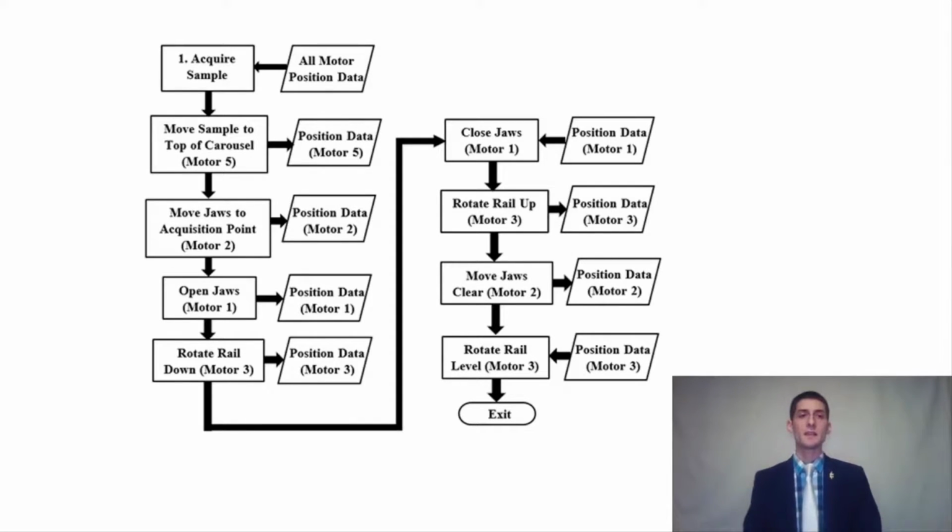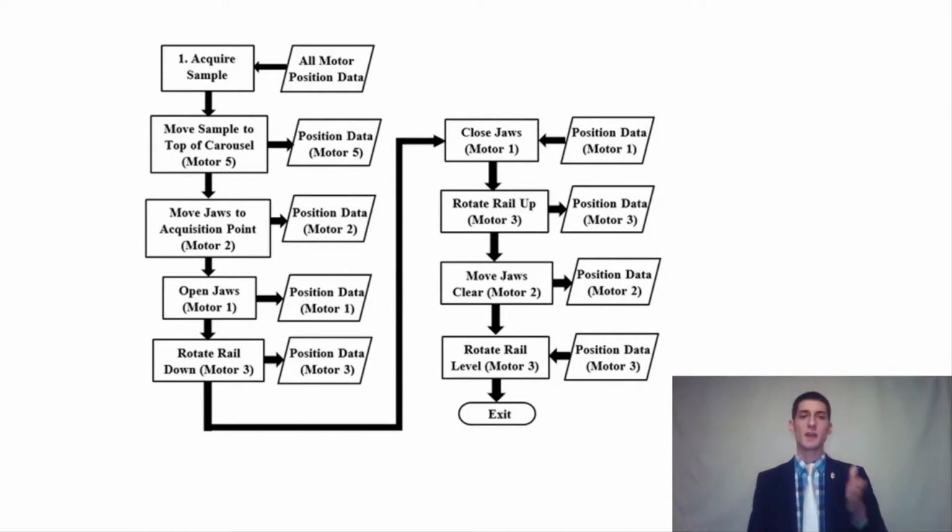This first command is the acquisition command. As I stated before, all the motor data is fed in, the system knows where it's at, starts from a default, and then when it receives or wants to move to a position, it's going to update that information back into the database. So it moves the sample to the top of the carousel, and the position data of that motor is updated inside the database. This is stored later, able to be accessed for subsequent operations.